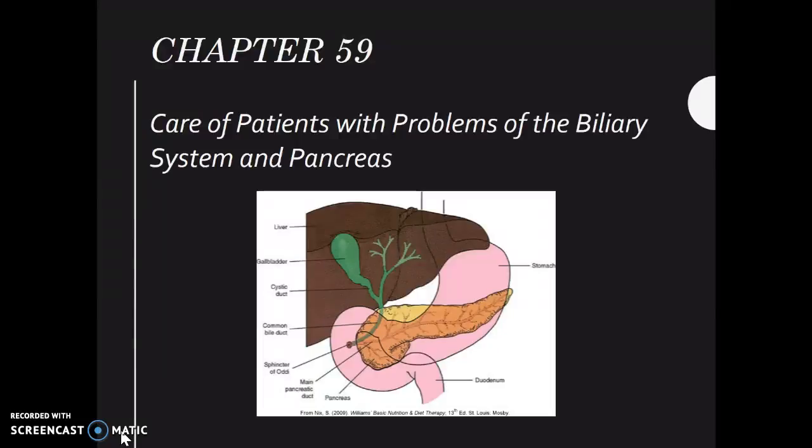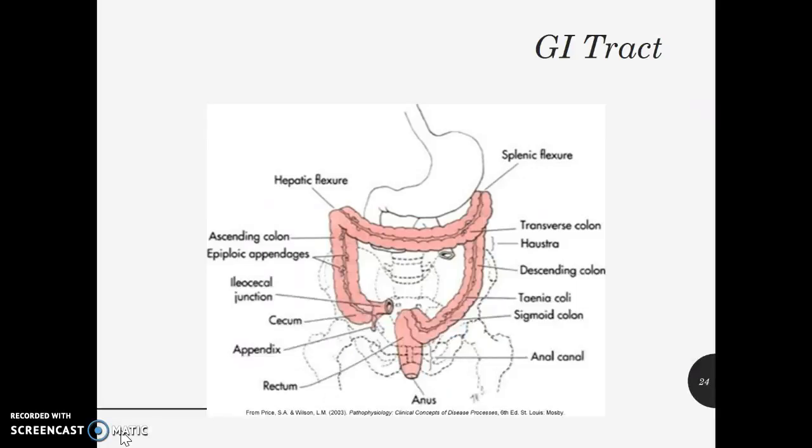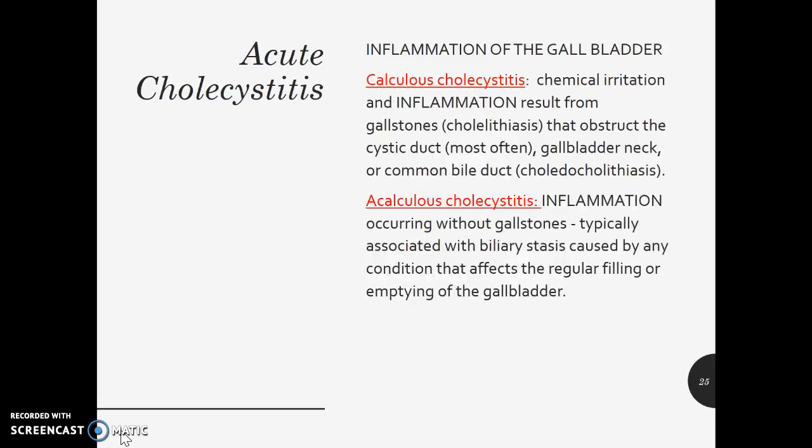Let's continue on with biliary and pancreas diseases. This first picture shows you the biliary tree so that you reassociate yourself with that if you hadn't looked at it in a while. The next picture is an overview of the GI tract so you can see how it all hooks together. We're going to first talk about cholecystitis, which is inflammation of the gallbladder.